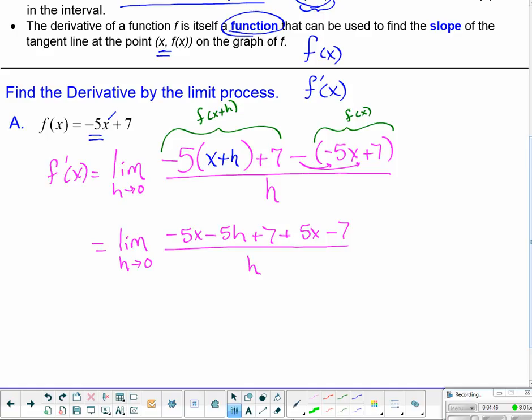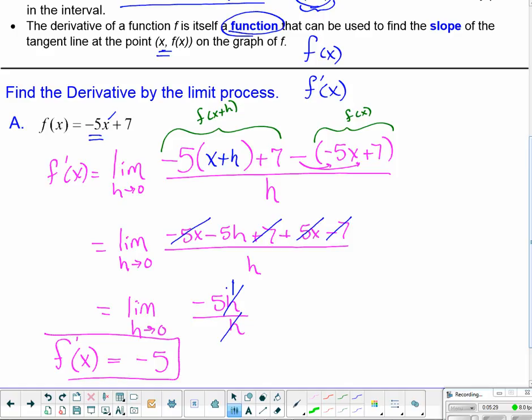And you maybe already have taken a glance. I have a positive 7 and a -7 adding to 0, a -5 and a positive 5 adding to 0. This leaves me quite a nice limit: the limit as h goes to 0 of negative 5h divided by h. If I try to substitute in 0, I get 0 over 0, which is not helpful for me right now. But I also noticed that I could just reduce h over h, and h divided by h gives me 1. So I have negative 5 times 1, for a final answer of negative 5. That will be my f prime of x.